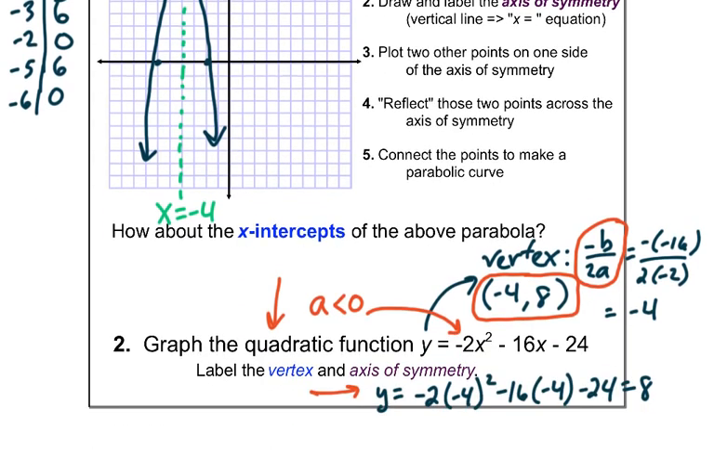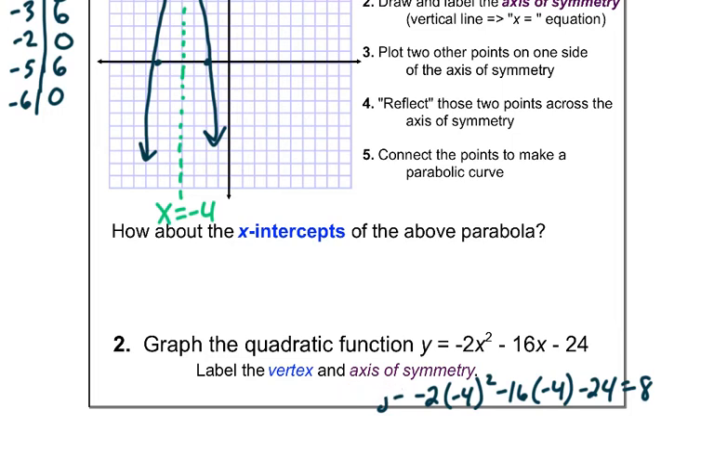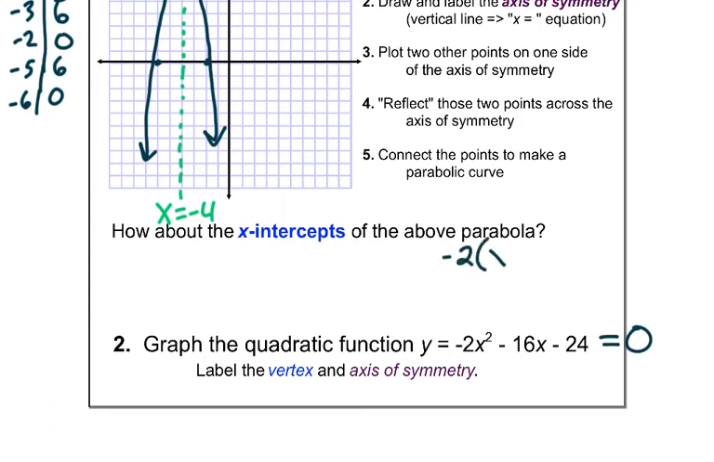Let me make a little bit of space here. Let's do this by setting the whole equation equal to 0, because that's when y equals 0 as the x-intercept. So basically right here, set equal to 0. Factoring, let's take out a negative 2. I get x squared plus 8x plus 12.